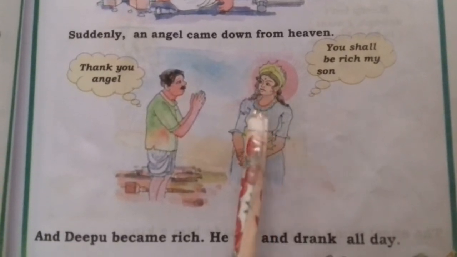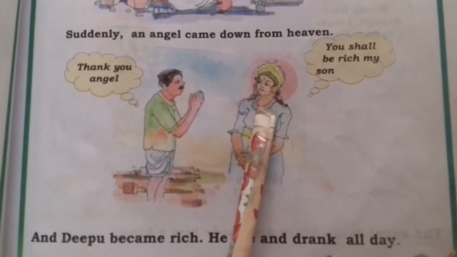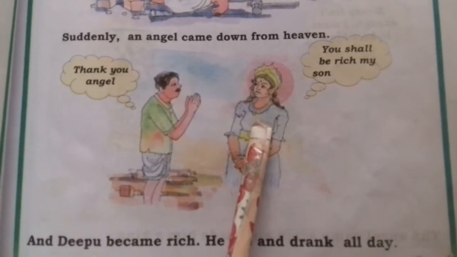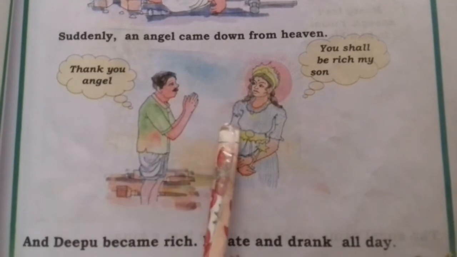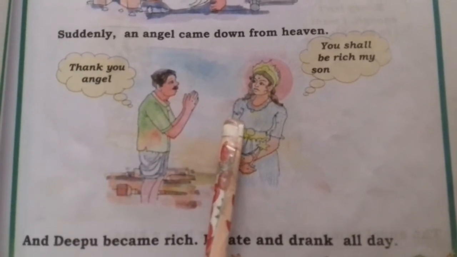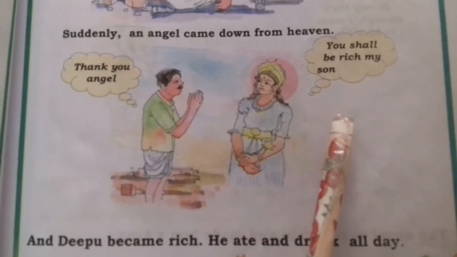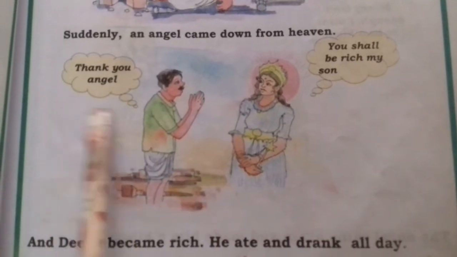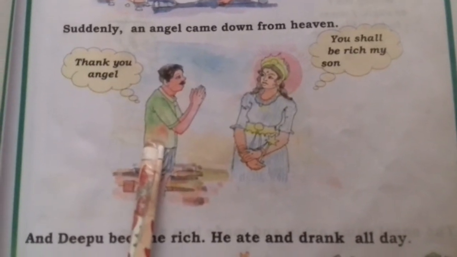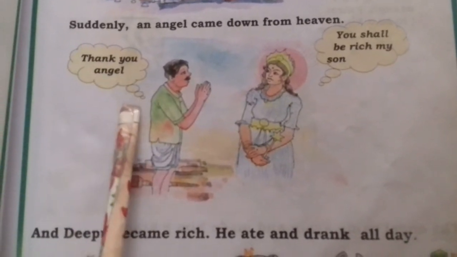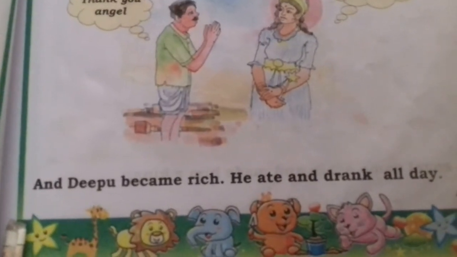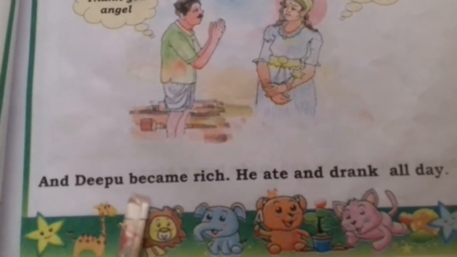Okay. Now an angel is a messenger of God. And an angel can also give you gifts. So whatever you ask, the angel can give. And what did the angel say? It said, you shall be rich. And the woodcutter was very happy. He bowed down and he said, thank you, angel. He was happy about it. And what happened next? And Deepu became rich.